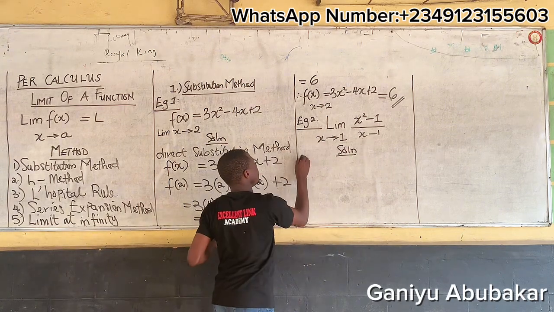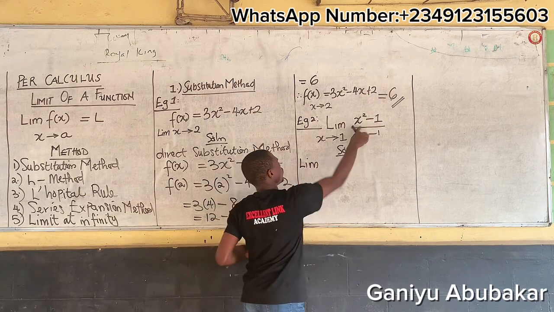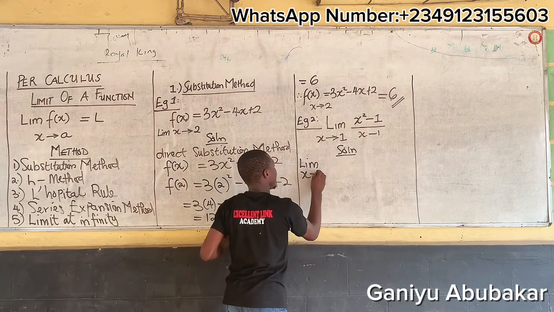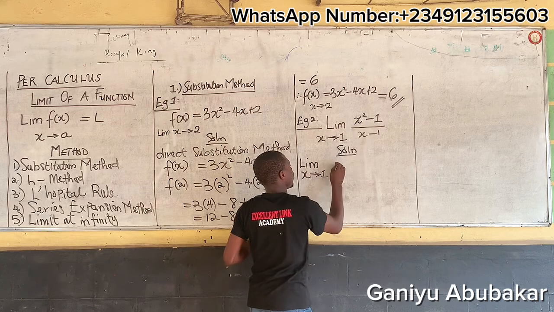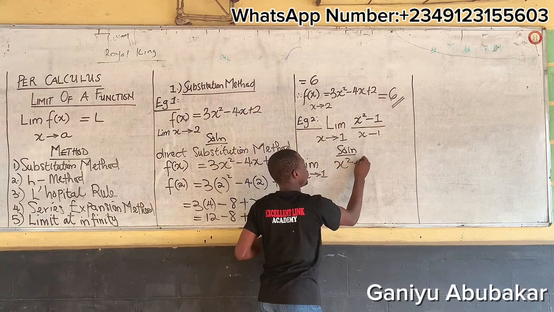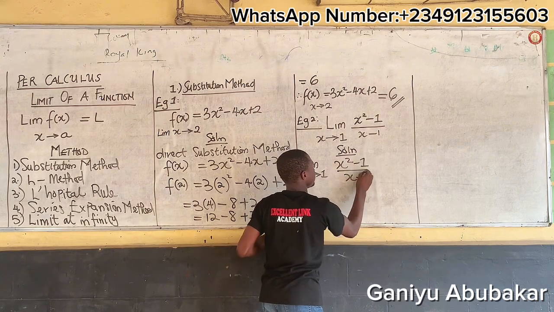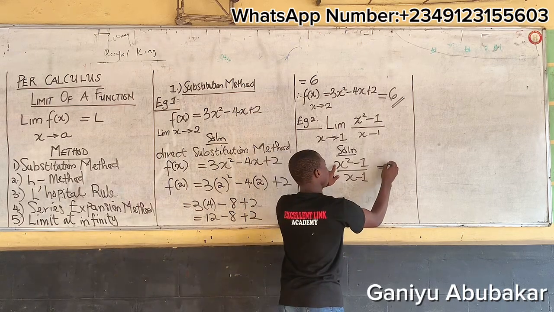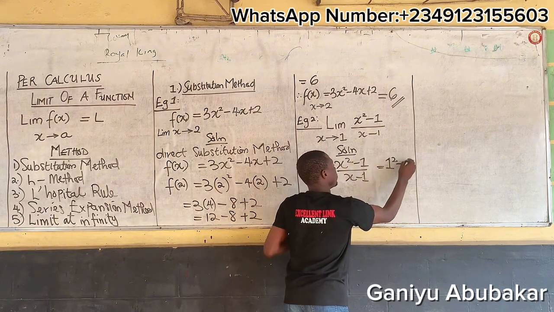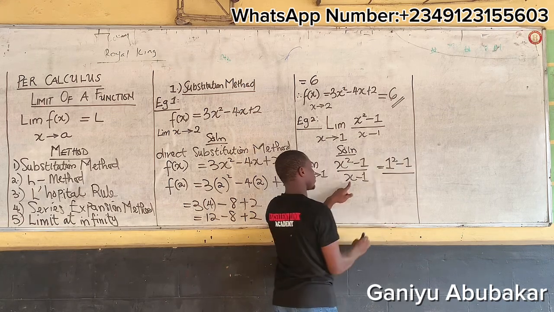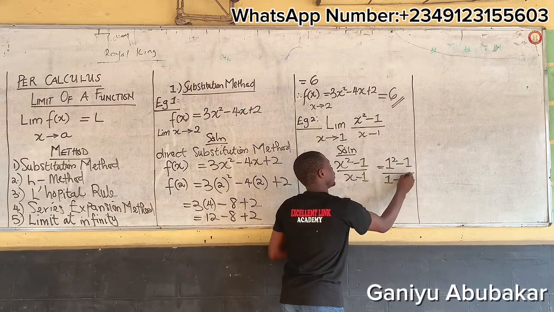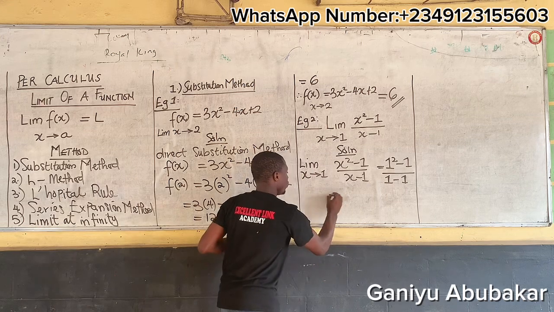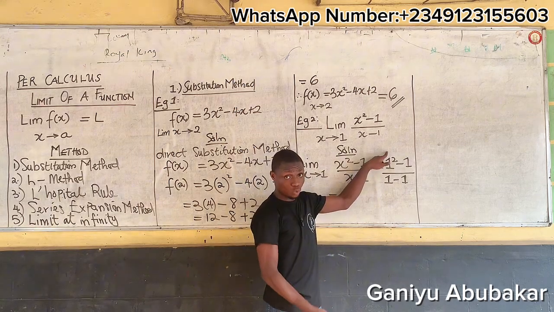So I will have the limit of this function, perhaps x tends to 1. This becomes x squared minus 1 all over x minus 1. You said put x as 1. This equals 1 squared minus 1 all over 1 minus 1. In this form here, we know that 1 square is 1, right?